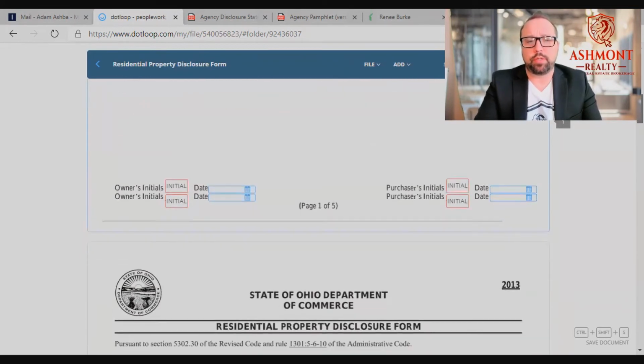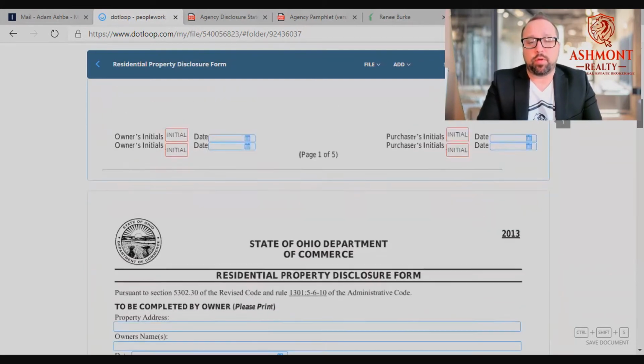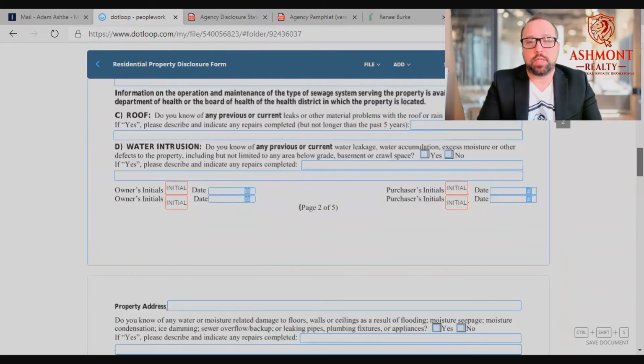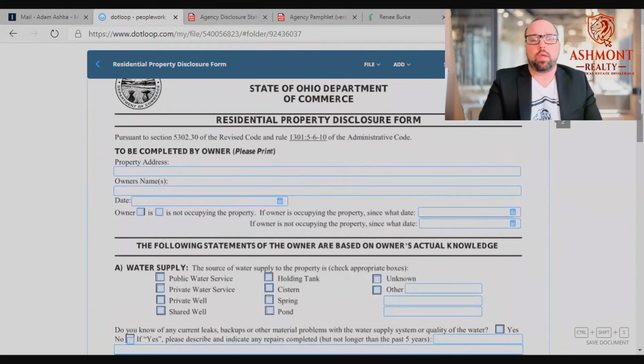Every page needs initialed by all parties, the buyers and the sellers. I see a lot as a broker that buyers or sellers forget to initial each page. It is required. If you notice, every single page needs initialed. So let's go ahead and jump to page 2.